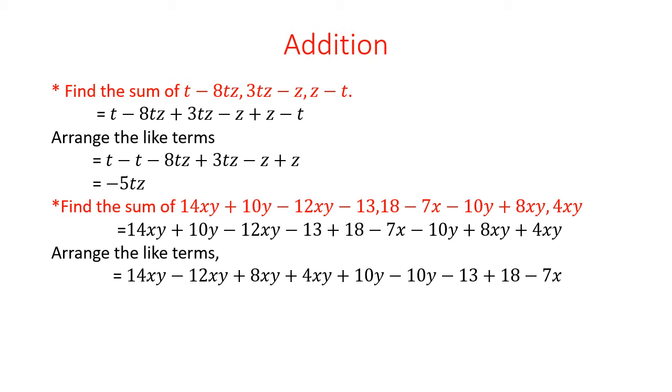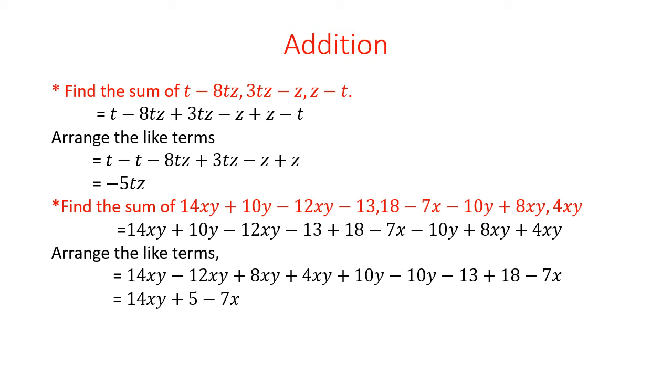Okay, so now we are adding. See, xy is a like term, so we are adding. 14 minus 12 is 2, then 2 plus 8 is 10, 10 plus 4 is 14. So 14xy, then plus 10y minus 2y will get cancelled. Then minus 13 plus 18: two different signs means we will put the greater number's sign, that is plus.